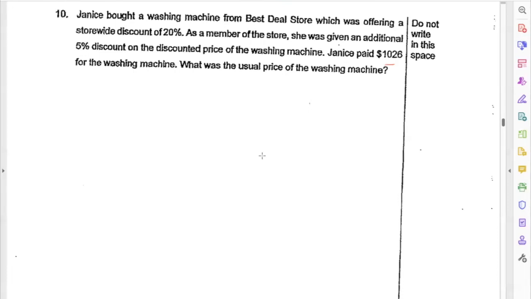So let's work backwards. $1026 is after 5% off the discounted price, so it is 95% of the discounted price. Take note, this is 95% of the discounted price. It's not 95% of the original price. Remember, 95% of the discounted price. So let's go for 1%, and you get $1026 divided by 95.